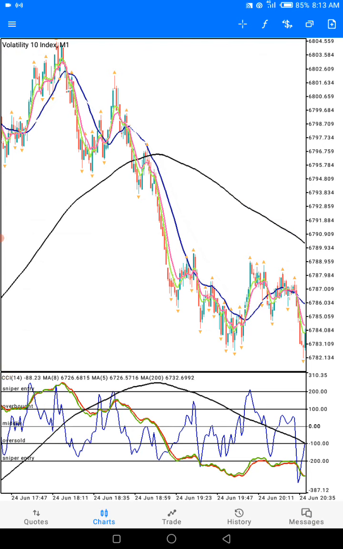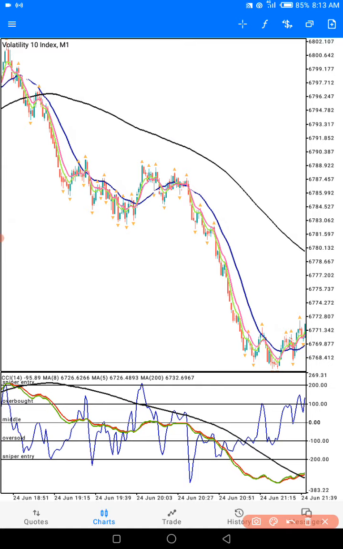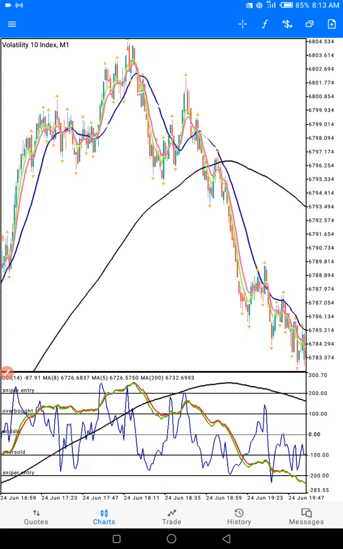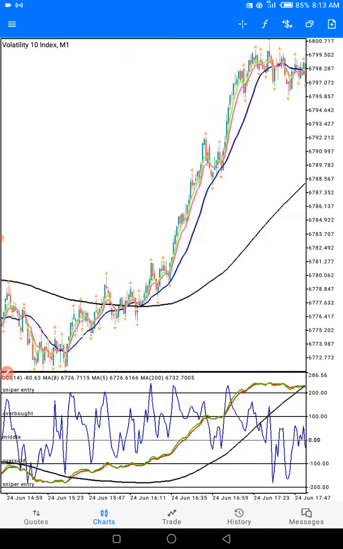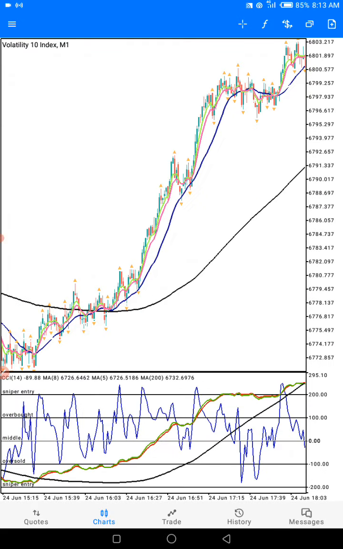It is very okay, but we have to do it carefully. You have to do it properly. If not, you end up blowing your account. There's a swing here. Excuse me. Look at this. Look at what we have here.